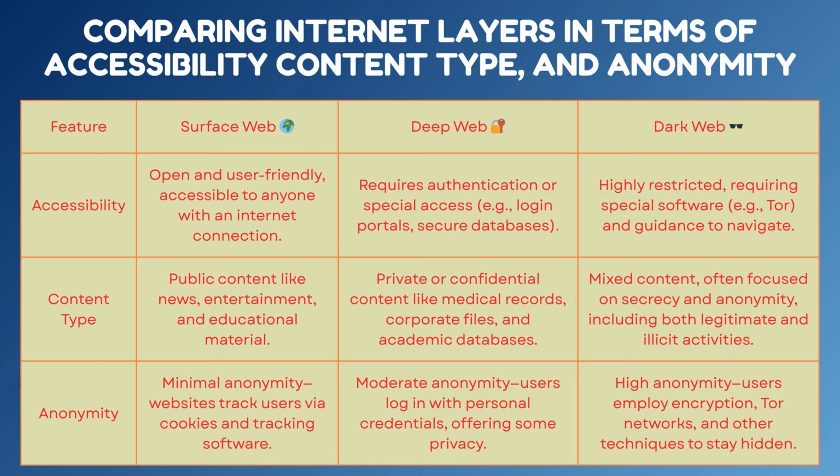Anonymity. Anonymity on the surface web is minimal. Most websites know who you are through cookies and tracking software. In the deep web, anonymity is moderate since many sites require you to log in with personal credentials. On the dark web, anonymity is paramount. Users go to great lengths to protect their identity, employing advanced encryption and obfuscation techniques. Understanding these distinctions not only helps demystify the dark web, but also prepares you for navigating its challenges safely.